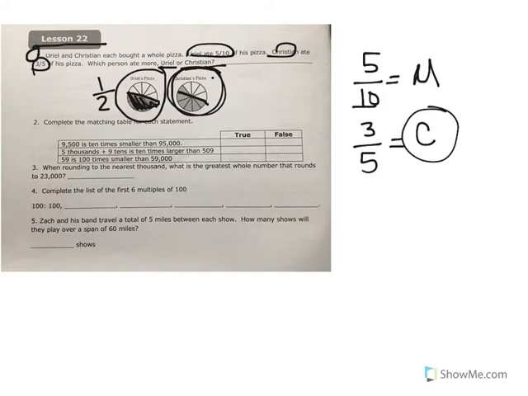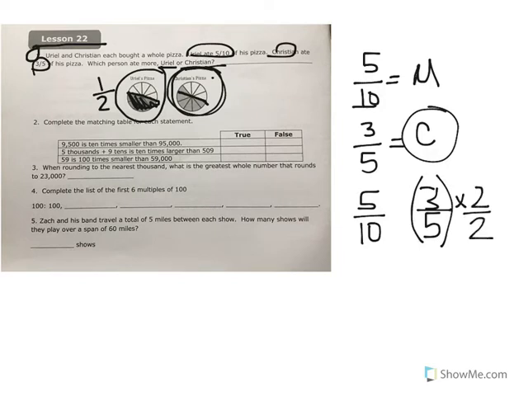Also, a way for us to compare the fractions is we can create common denominators. So if I have 3/5 here and 5/10, I can easily multiply this side by 2/2 to get a common denominator. So I'm going to compare 5/10 to 3/5, but I'm going to multiply it by 2/2. So 3 times 2 is 6, 5 times 2 is 10. So now I can clearly compare them. 6/10 is greater than 5/10, so Christian ate more.